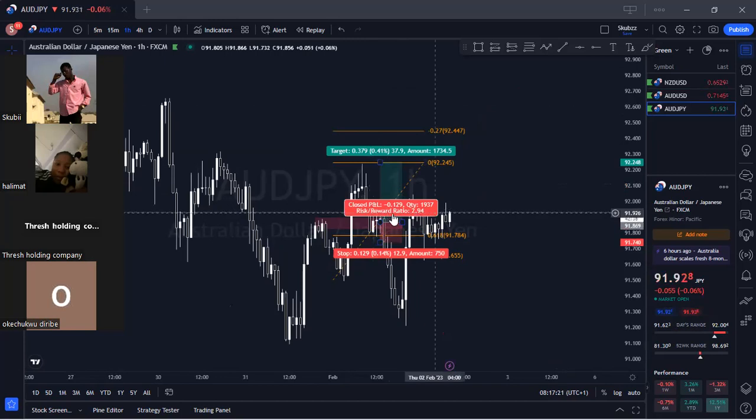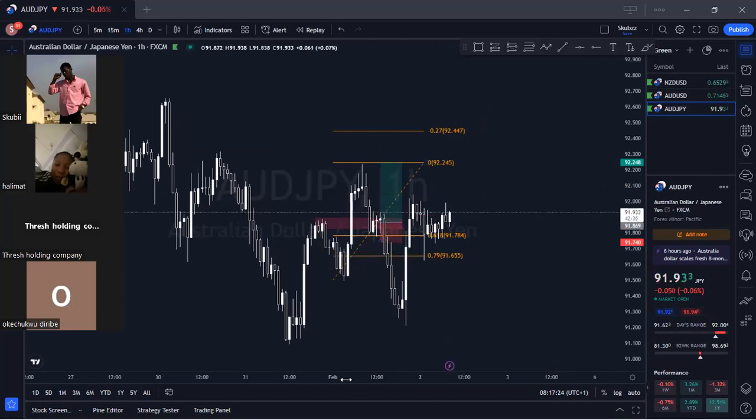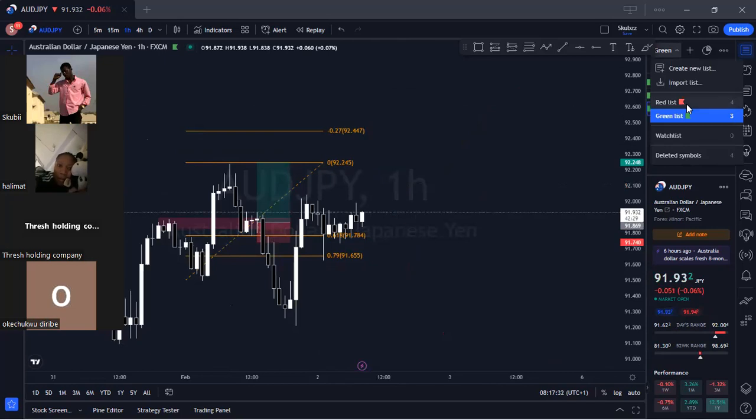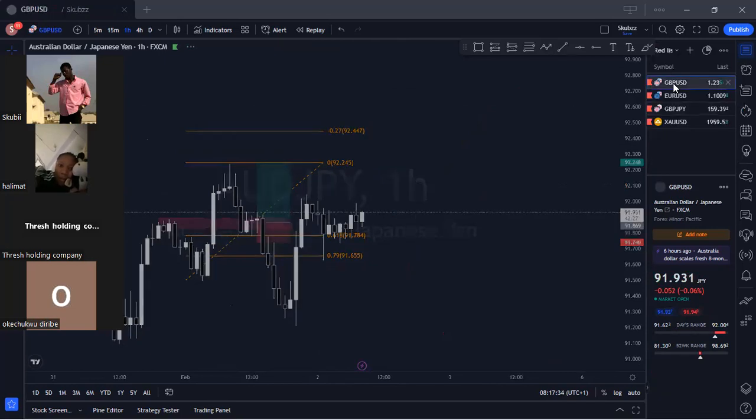Gideon forecasted a buy yesterday on AED-JPY. Turns out this thing actually sold. Just one of those days. Let's continue. My red list: GBP USD.